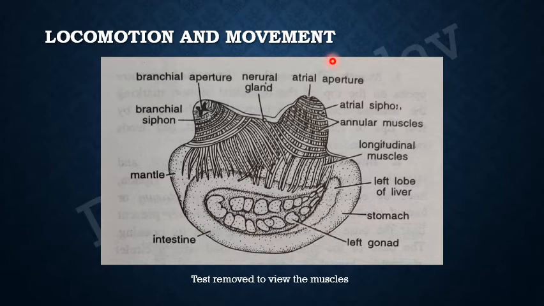So this was the locomotion and movement of the animal. When the atrio-oral muscles between the two siphons contract, both the siphons come close together, and this way the movement is regulated. So this was all about the locomotion and movement.